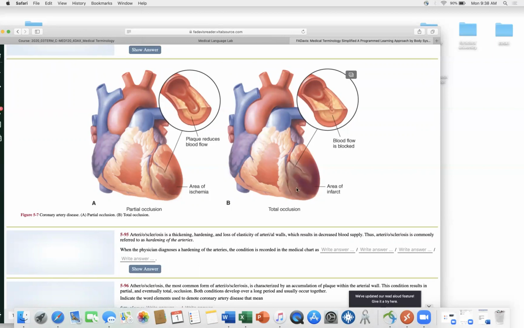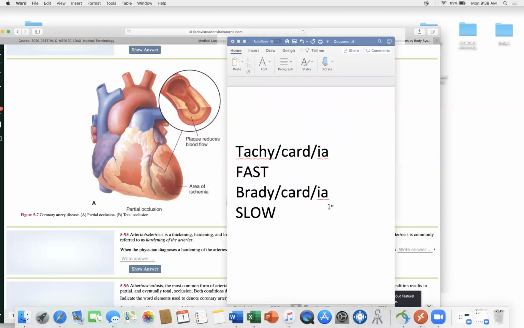Let's look at that word. And you see how the textbook colored it dark? Because now this area is not getting any oxygen because the artery, or this coronary artery, got blocked, and then we have a problem. So let's look at that word before we proceed.